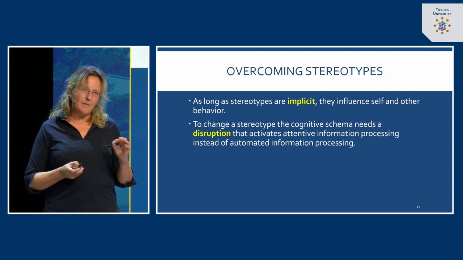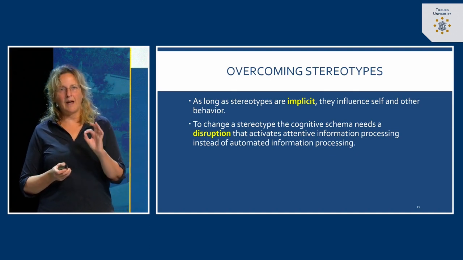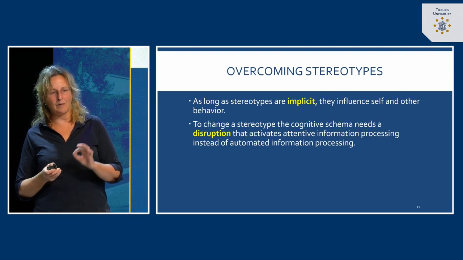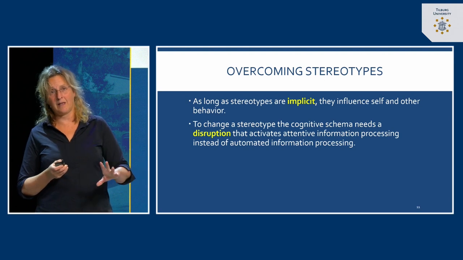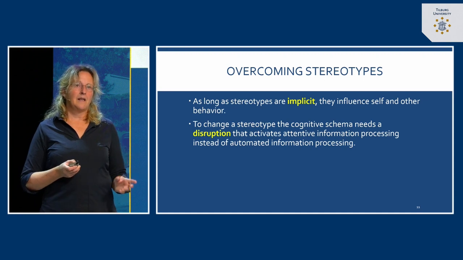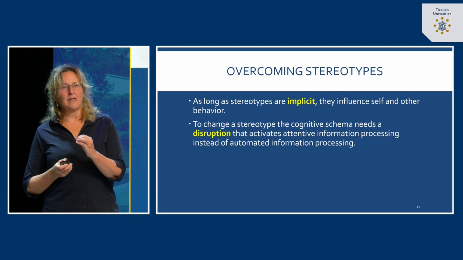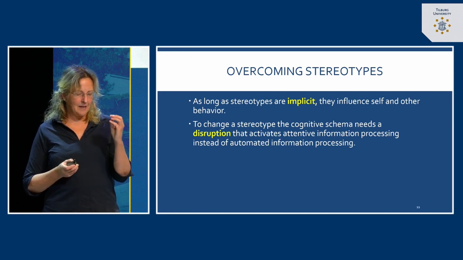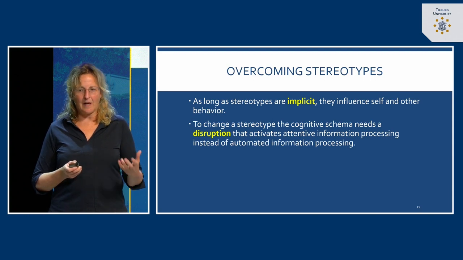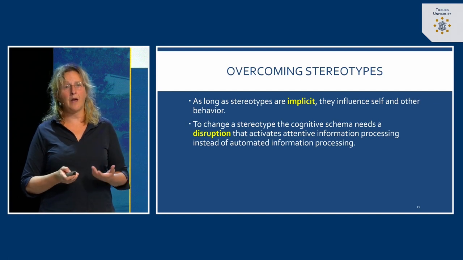So remember when we talked about the daily routine and the keys? We need to activate the cognitive schema that belongs to a stereotype, like the place where we locate our keys. We need to disrupt the existing schema to make sure that there is attentive information processing and that the stereotype is under discussion, so that they will actually look at the person. What does this person bring in relation to the task that we are doing?